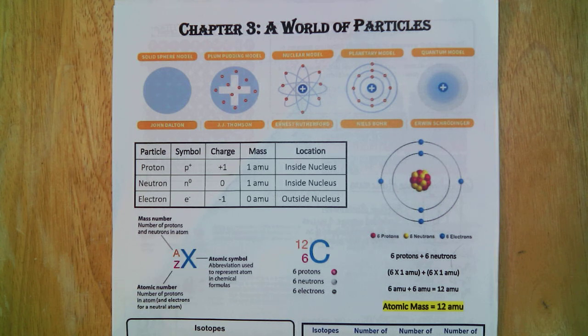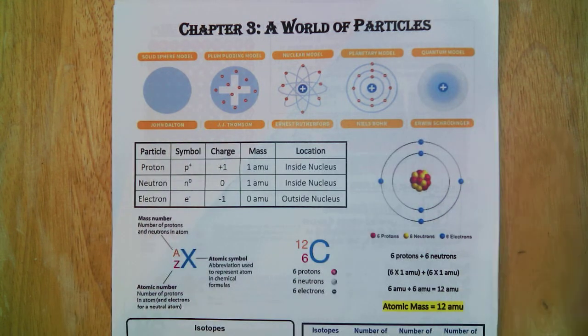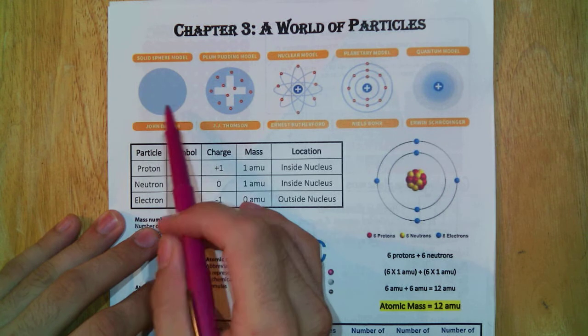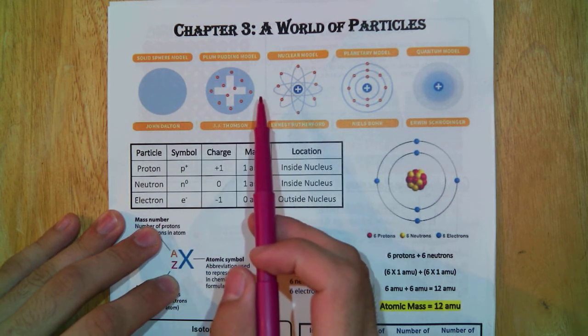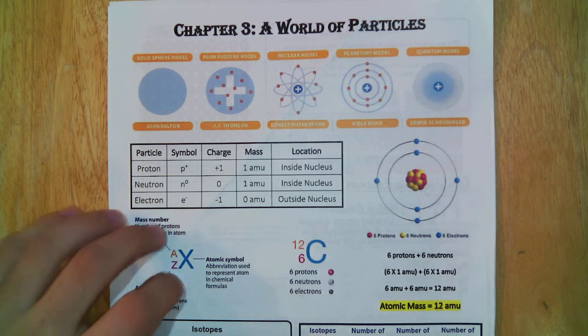So chapter 3 was called A World of Particles, and we were introduced to the atom and the particles that make up every single atom. We started by looking at a brief overview of the history of atomic structure and models of the atom. Remember that a model is a simplistic representation for something that's more complex, and you're really not responsible for any particular model, who made it, when it was made, anything like that.